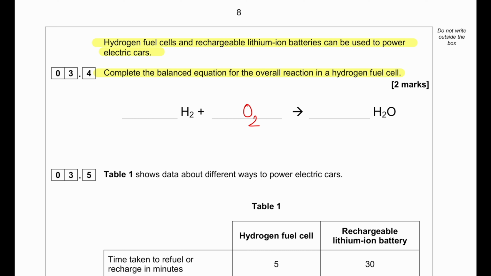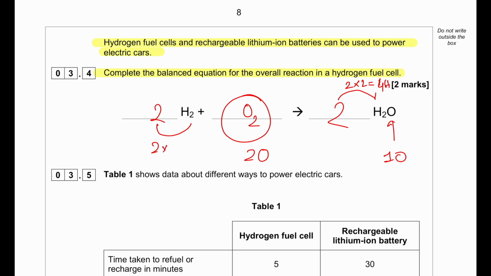For balancing this chemical equation, what we need to think of is that there are two oxygens on one side, however there is only one oxygen in the water. So we multiply by the 2 in front of it. However, that causes the hydrogen to become 2 times 2 equals 4 hydrogen. So we put a 2 over here, which gives 2 times 2 equals 4 hydrogen. So that's how you balance the equation.